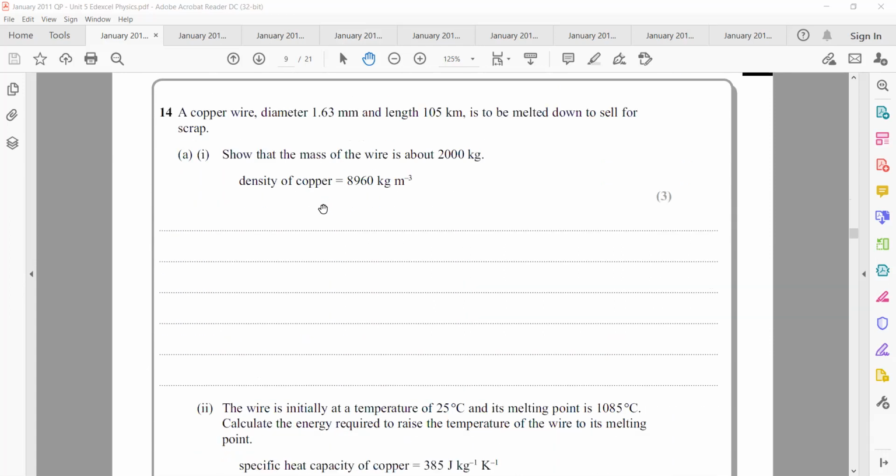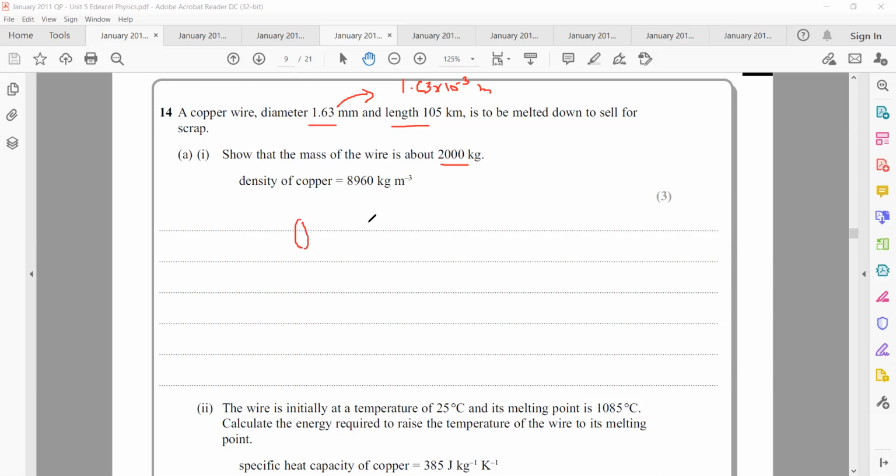Okay, in the next question, a copper wire of diameter 1.63 millimeter and length 105 kilometer is to be melted down to sell for scrap. Show that the mass is about 2000 kilograms. So density is mass over volume. How to get the volume? If a diameter is given, first you have to convert millimeter into meter, divide by 1000, or 1.63 into 10 power minus 3 meter. That's the diameter.